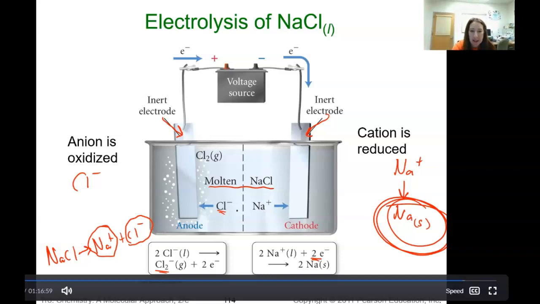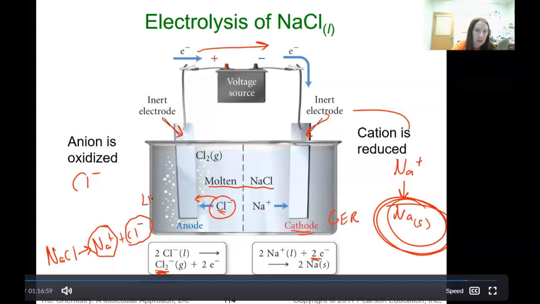And so what happens is the Cl- ions are attracted here, right? And then they're changed to Cl2 gas. Our electrons always go to our cathode, right? It's still LEO goes GER, that doesn't change. And so here's our cathode. It's still gaining electrons, reduced. This is still losing electrons, oxidized. That never changes, right?